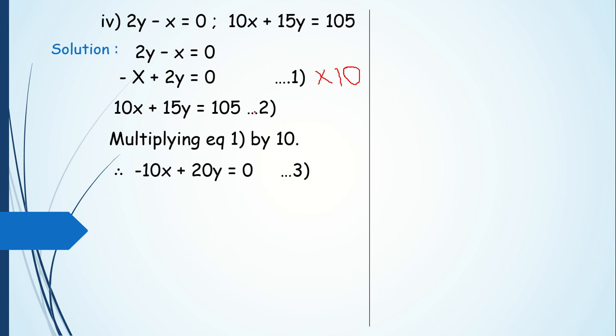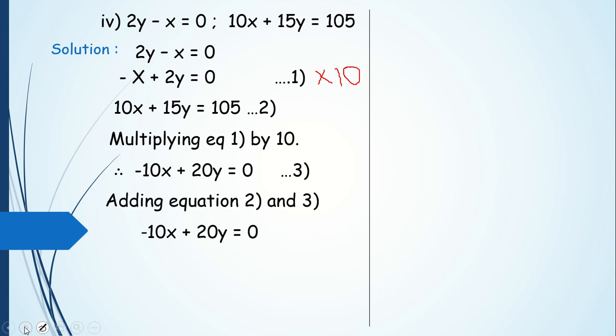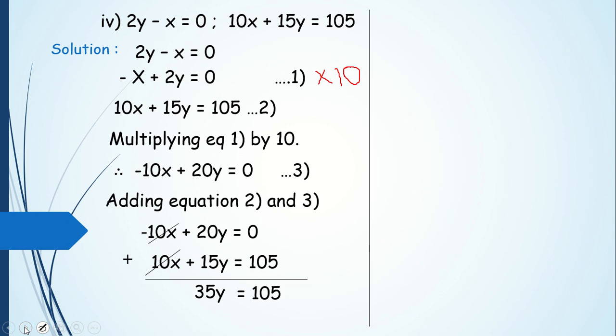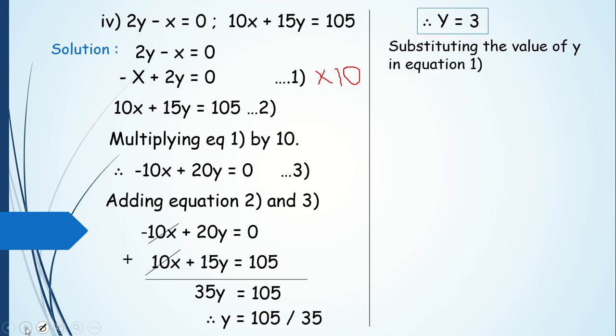Now adding equation number 2 and 3, 10x minus 10x gets cancelled. 20 plus 15, 35y is equal to 105. Now 35 is multiplied with y here. It will go that side and become division. Therefore y is equal to 3.